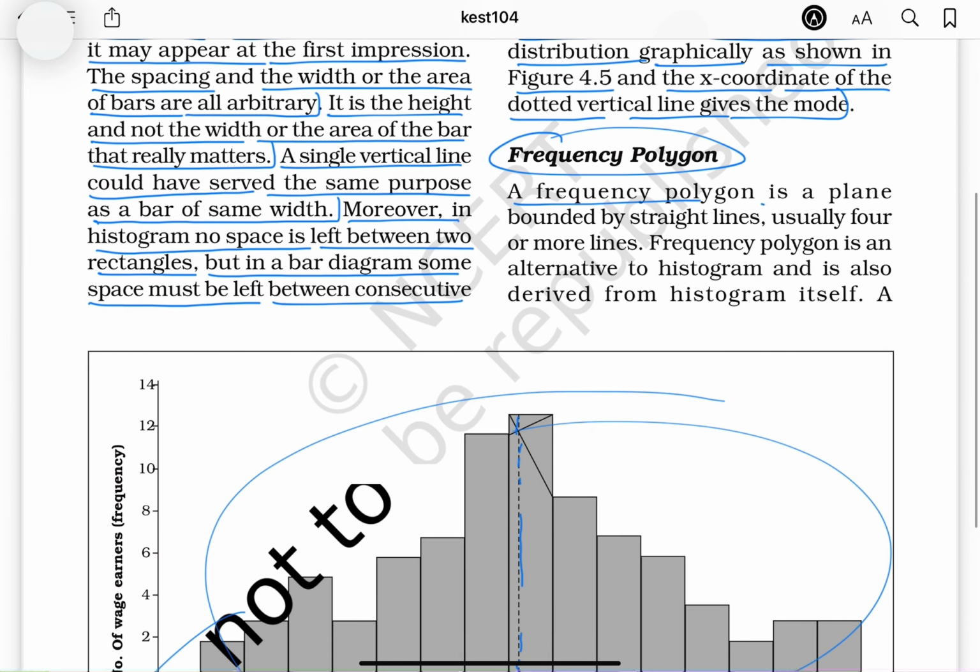A frequency polygon is a plane figure bounded by straight lines, usually four or more lines. A frequency polygon is an alternative to a histogram and is also derived from the histogram itself.